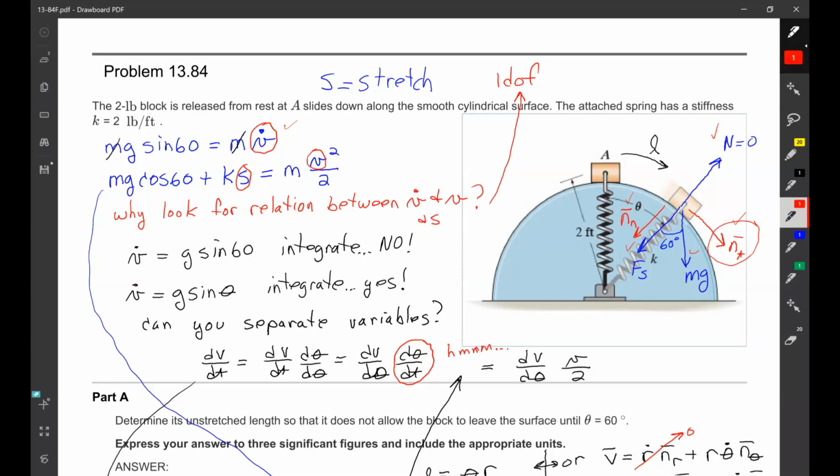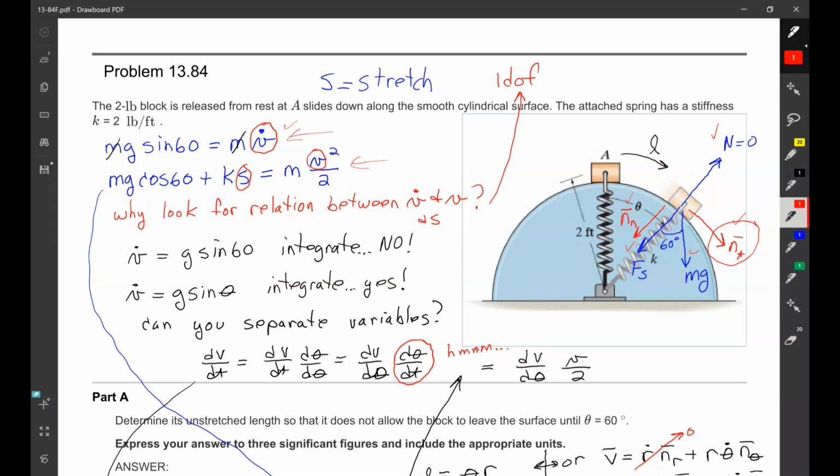So you have mg sine of 60, and it's positive because the mg is pulling in the same direction as the t. It's not trying to slow it down, it's trying to speed it up. And that's equal to the mass times acceleration in the tangent direction. That's the equation for tangent acceleration. Then I also sum forces in the normal. You have a part of the gravity, and you also have the spring. So you add those two together. They're both positive because they're both pulling inward. And those are equal to the mass times acceleration in the normal direction.